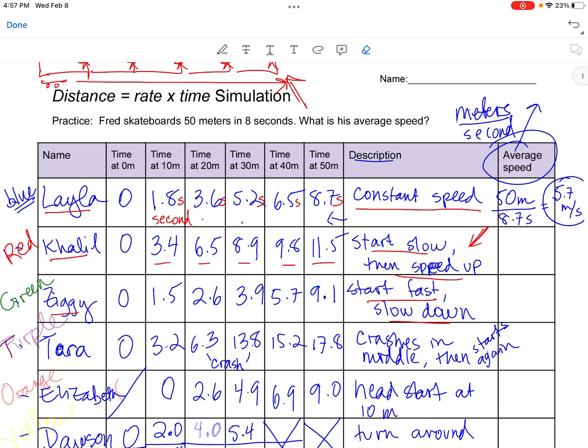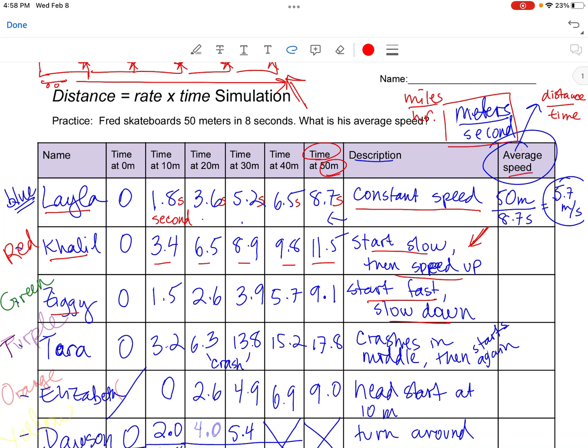To get their average speed, we took, so speed in this case is always distance per time, distance over time. Like you might hear miles per hour is a typical speed we use in the United States. For this particular lab, the units were meters per second, because the distance was measured in meters and the time we were measuring in seconds.